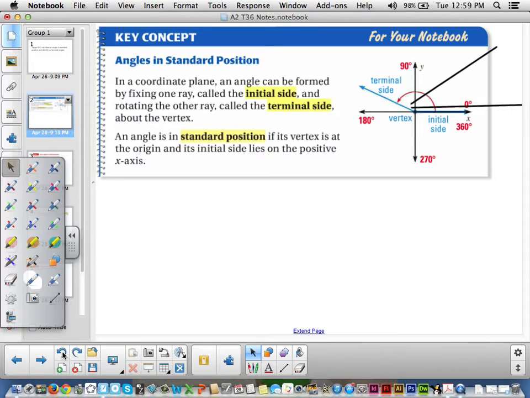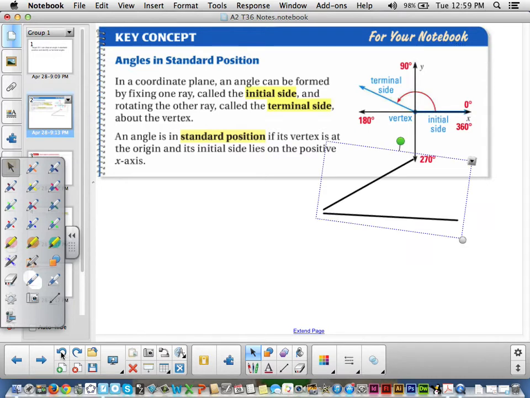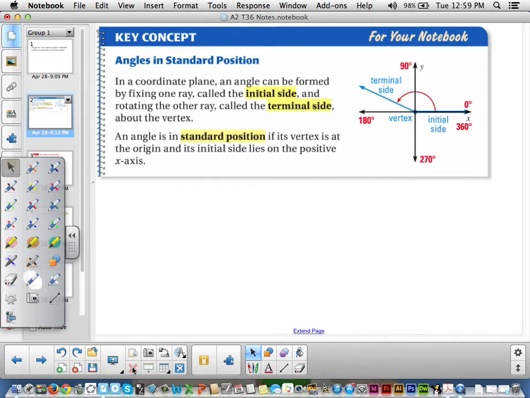Now we have a couple names for these parts of angles. We have the initial side and the terminal side. We call it the initial side because that's where we start. That's our first side. And our terminal side is where it ends. And like I said, we rotate counterclockwise. So that's an angle in standard position.